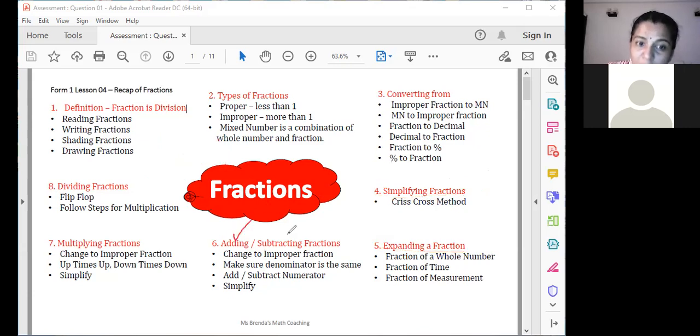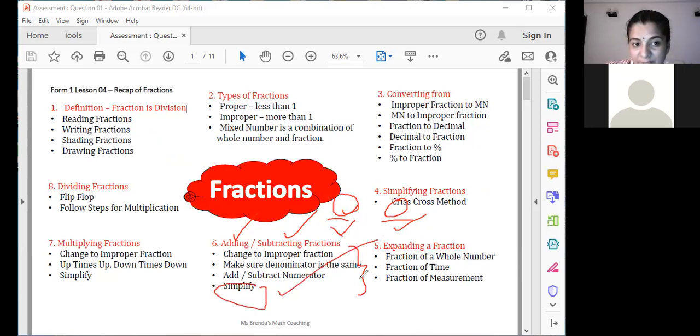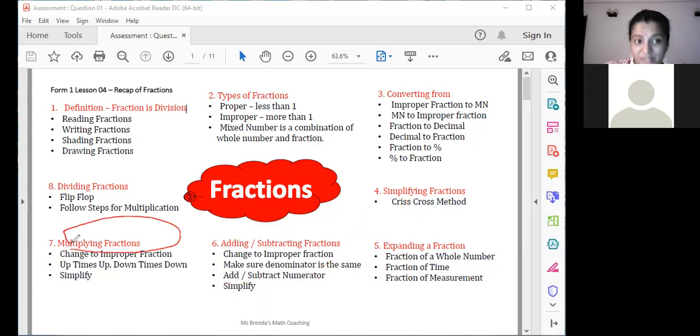You must also know how to add and subtract fractions, and these are the techniques. First of all, the denominator must be the same, and you only work with the numerator. If the denominator is not the same, then you make it the same. And finally, you simplify your answer. The second last part is multiplying fractions, because all this is coming in today in Form 1.